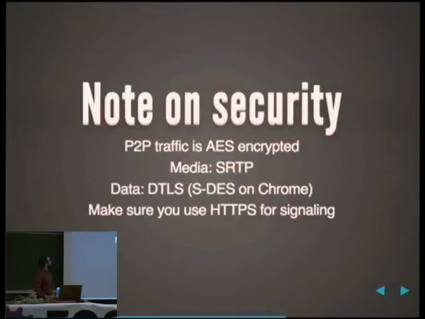As I said, by default in WebRTC, everything you send through this peer-to-peer channel is encrypted. It uses SRTP for the video and audio, and then DTLS for the data. And you also have to make sure the signaling is being done through a secure channel as well, and that way you're almost covered.